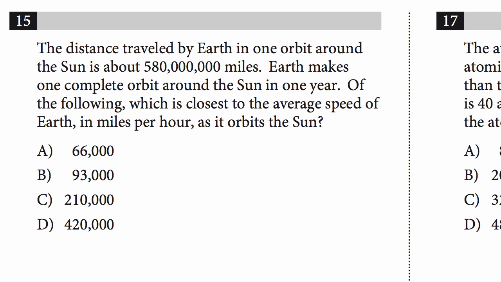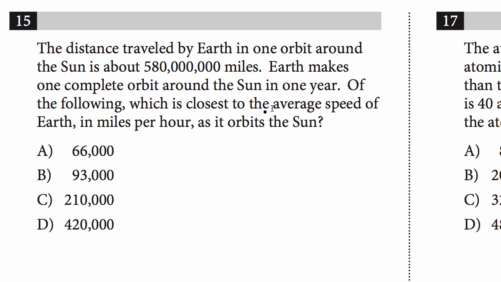All right, number 15. This one says the distance traveled by the Earth in one orbit around the Sun is about 580 million miles. Earth makes one complete orbit around the Sun in 1 year. Of the following, which is closest to the average speed of the Earth in miles per hour as it orbits the Sun?